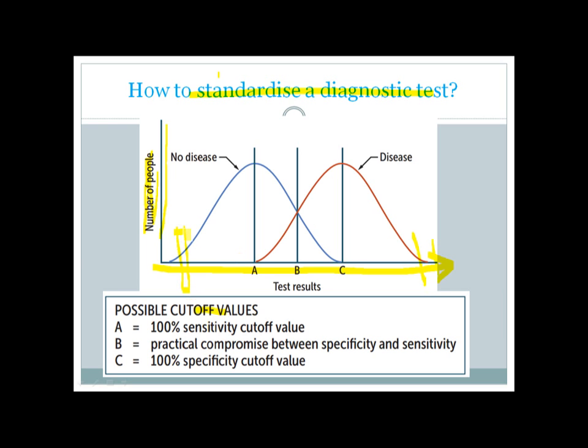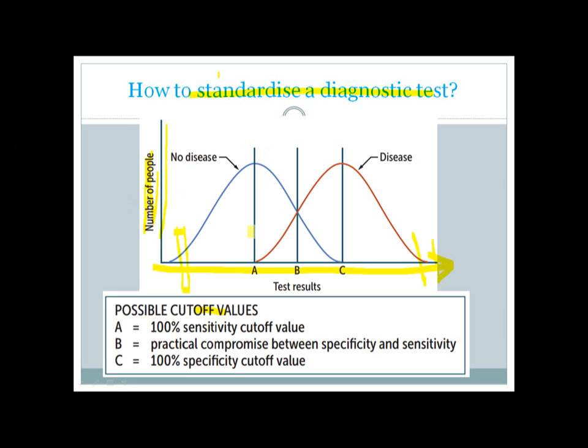And the basic idea here is, if we set a cutoff point at a higher value, we will be able to identify fewer people, and if we set a cutoff point at a much lower value, we will be able to identify many people as positives. So let's get an idea.